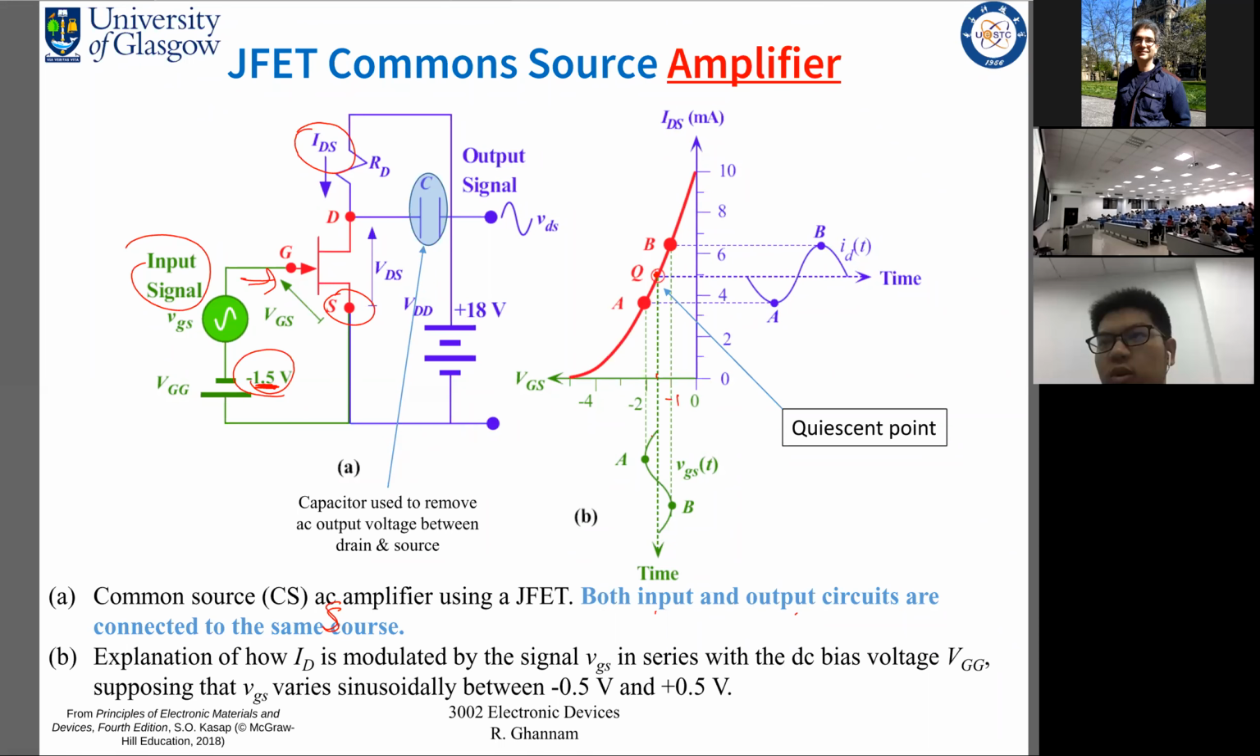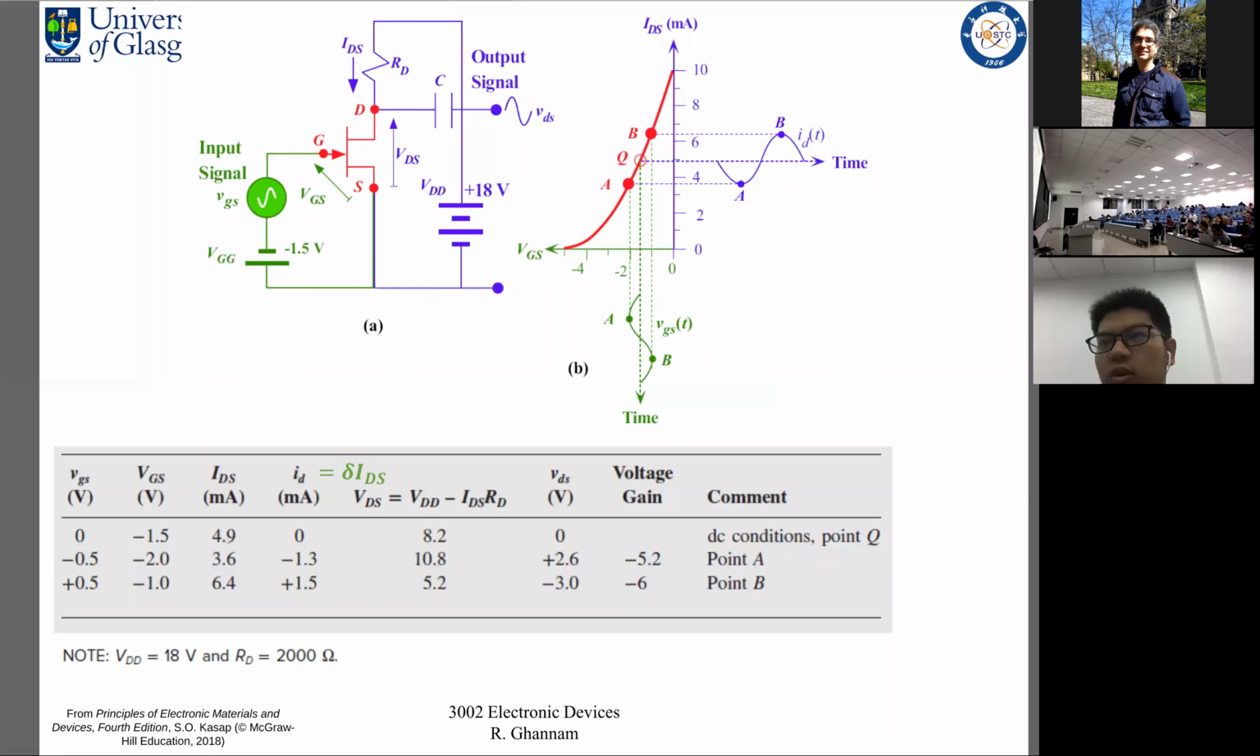As this input signal is introduced into our circuit, what happens at the output? Look at what happens at the output. Because of this particular amplifier, we have amplified this input signal, and we have achieved this output signal over here. This input signal is a sinusoidal signal between minus 0.5 and plus 0.5 volts, but this small AC signal has now been amplified to this output signal over here. Let's have a look at some of the numbers.